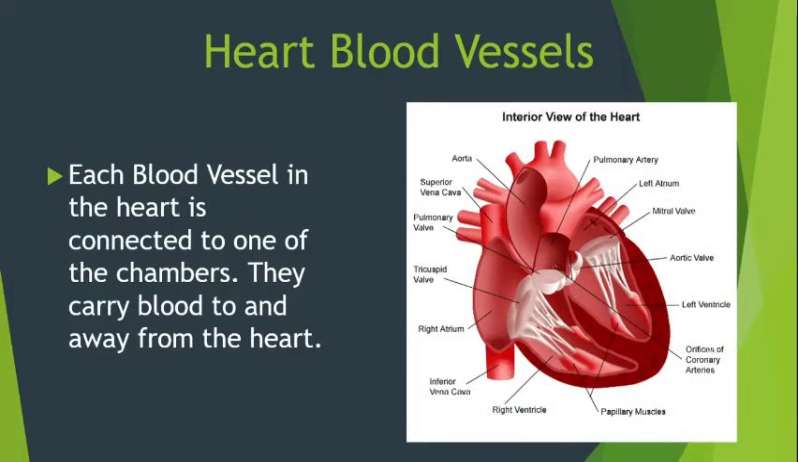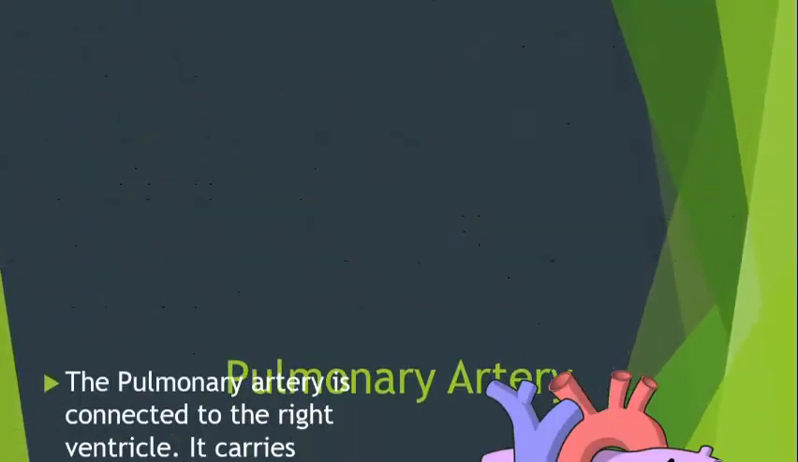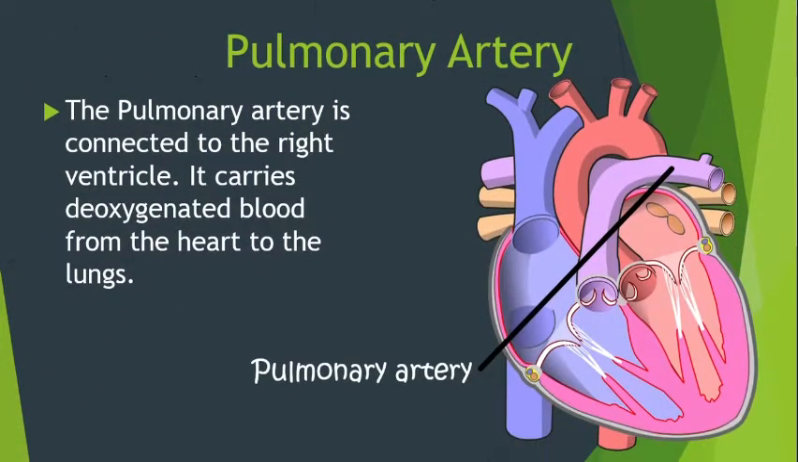Heart blood vessels. Each blood vessel in the heart is connected to one of the chambers. They carry blood to and away from the heart. Pulmonary artery. The pulmonary artery is connected to the right ventricle. It carries the oxygenated blood from the heart to the lungs.